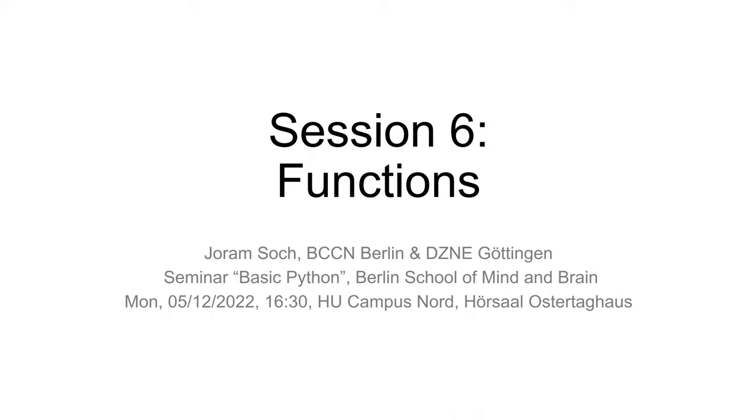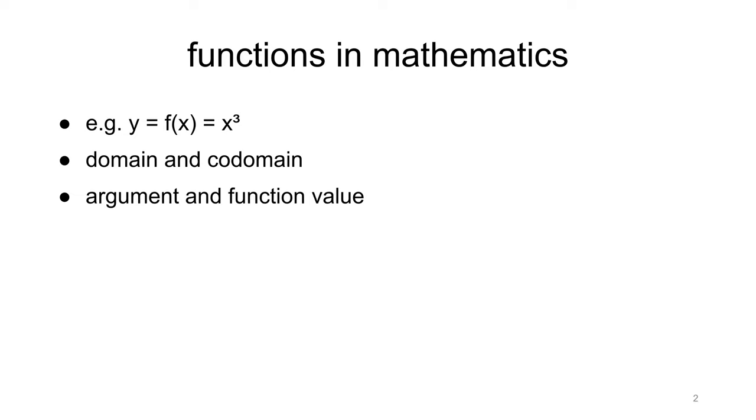Before we start with actual coding in Python, let's have a brief discussion of the concept of functions in general. So you probably know the concept of a function from mathematics. In mathematics, functions are very broadly understood as mappings from one set of objects to another set of objects, for example, numbers. And often in mathematics, the function can be described by a certain formula or equation, as in this case, where we have y equal to f of x equal to x to the power of 3. So in this case, f is the name of the function, and this is a function mapping from the set of real numbers to the set of real numbers. So you give a real number in and you get a real number out.